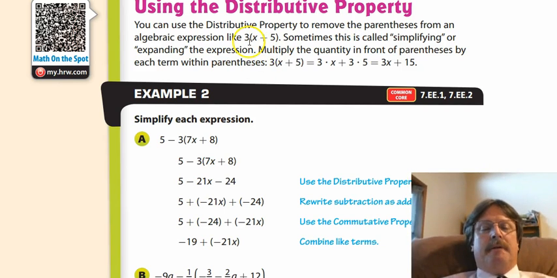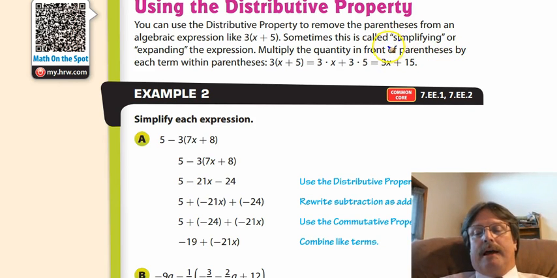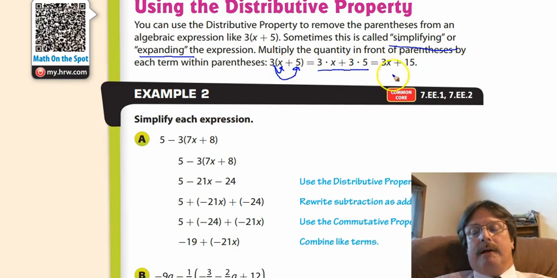We talked about the distributive property somewhat already. And here they go through also calling it simplifying or expanding, which is another term that's used. So you take the 3 times the x, and that gives you 3x right here. And then you take the 3 times the 5, so that's what you're doing there. So this is the interim step, 3 times x plus 3 times 5. And then you go ahead and do the math, so that's 3x plus 15.